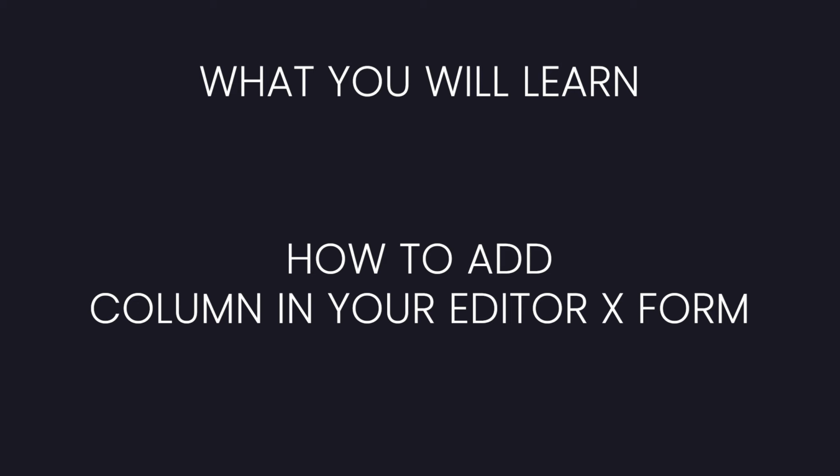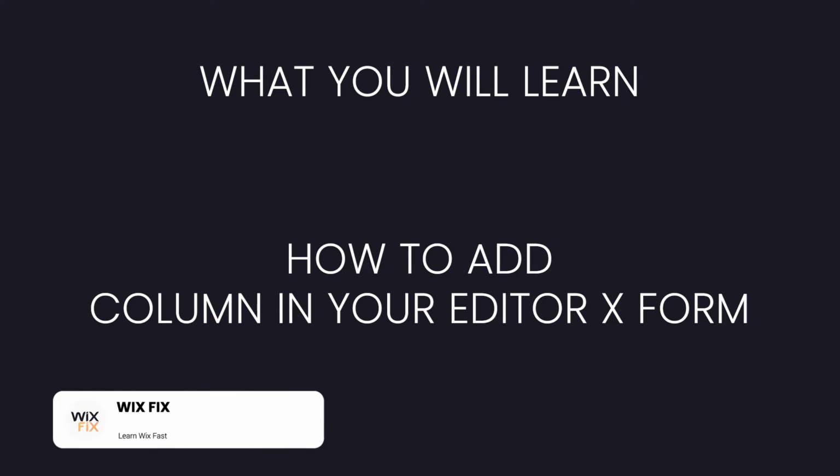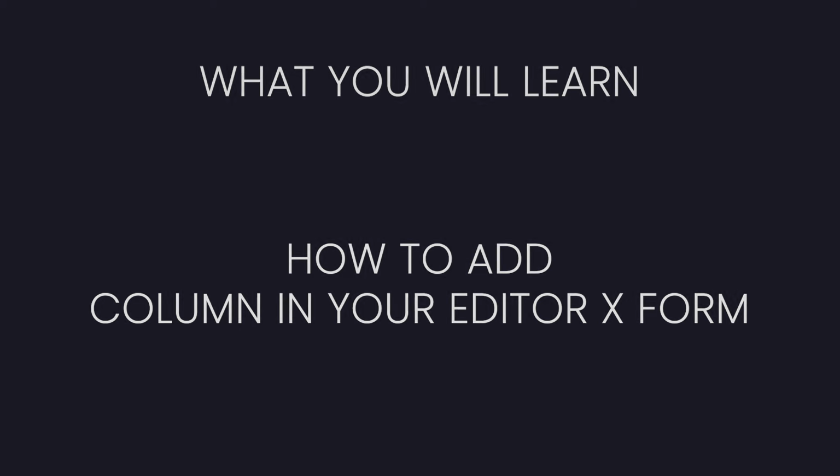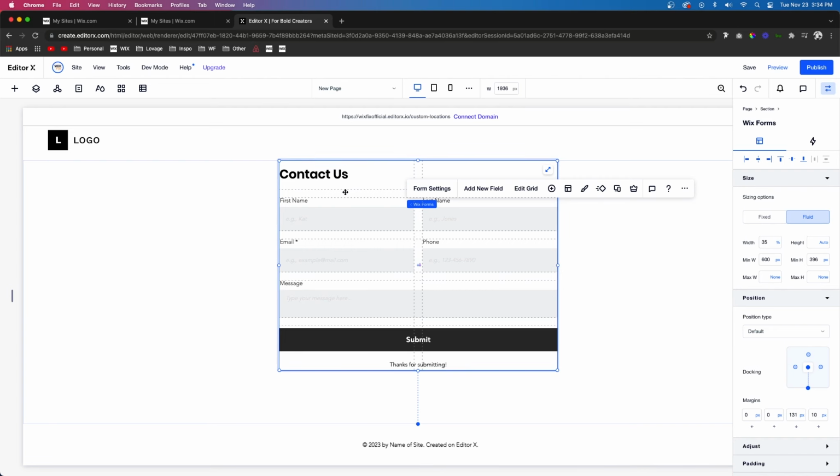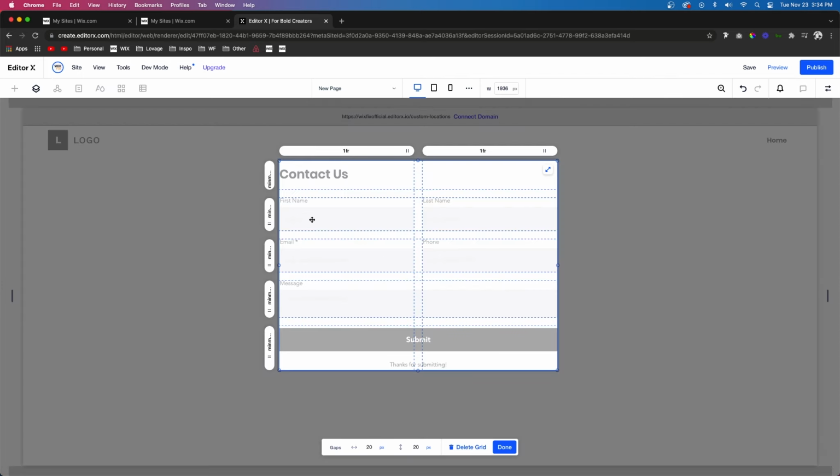In today's video, I want to show you how to add columns in your Editor X forms. I do believe this is a somewhat new addition to the forms in Editor X, so I just thought I would cover it for a video. If I click on this form, you're going to notice that we have the grid lines that are very similar to the grid, and you're also going to notice that one of the settings here on the form bar is actually Edit Grid. If we press that, you're going to notice it's basically just like the other grid settings that we see when we create a grid.